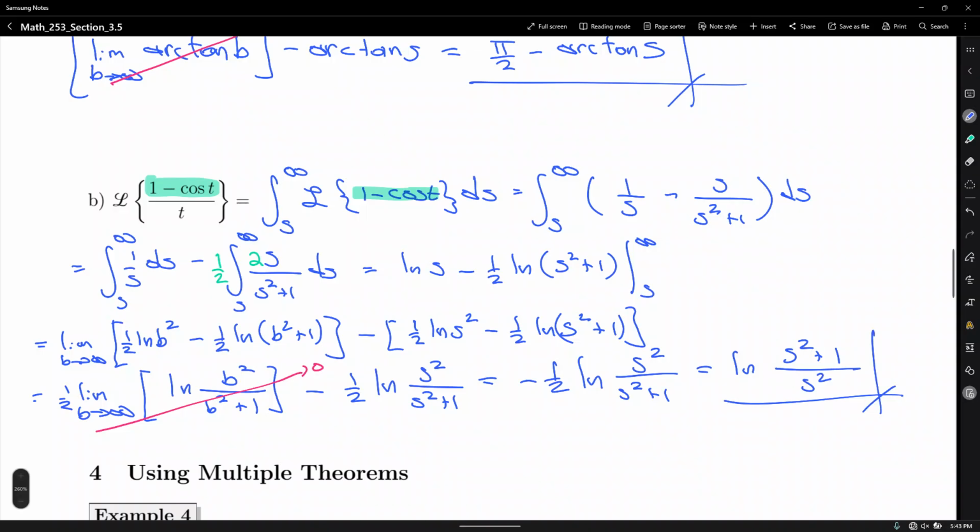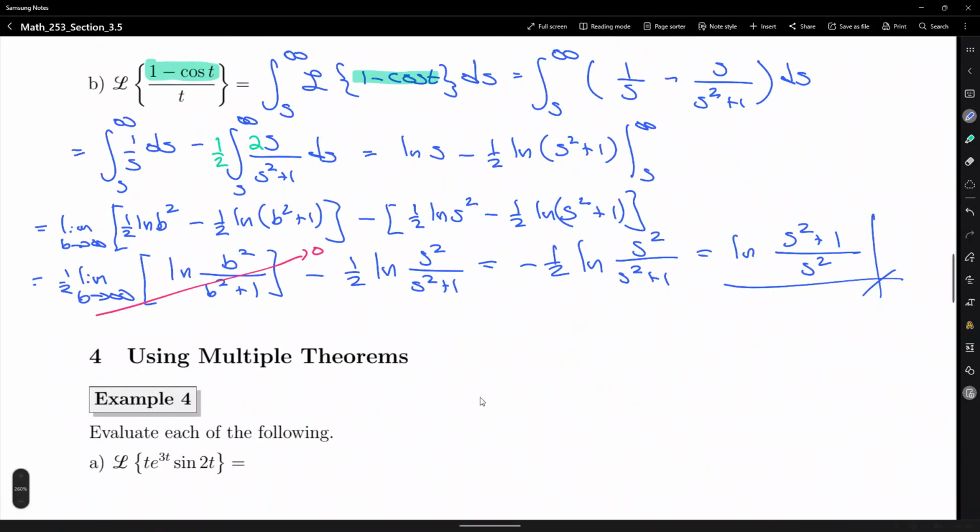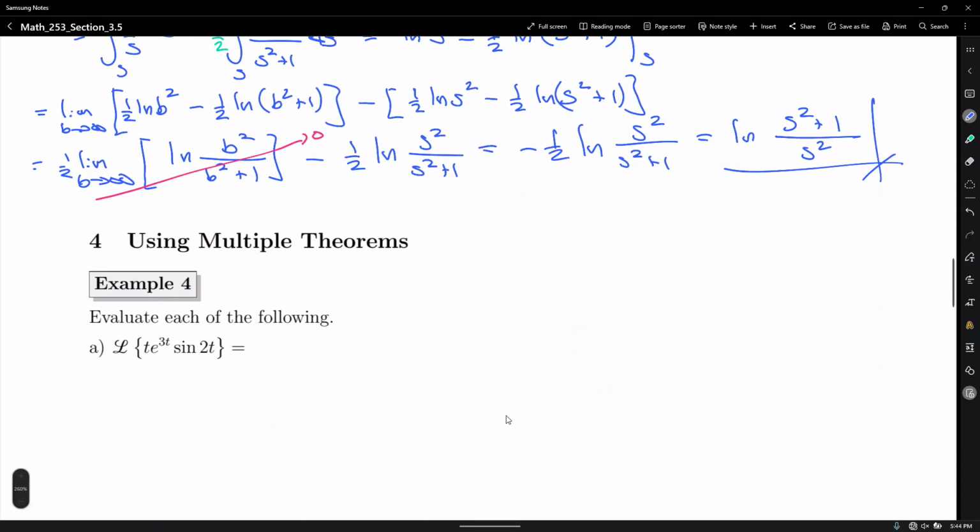Okay, so at this point we have covered the majority of the theorems for finding Laplace transforms for most functions. So the next topic in this same section before wrapping up is using multiple theorems in one single problem. Yes, I forgot the 1/2. Yeah, I don't know what happened. Okay, thank you. Good call.